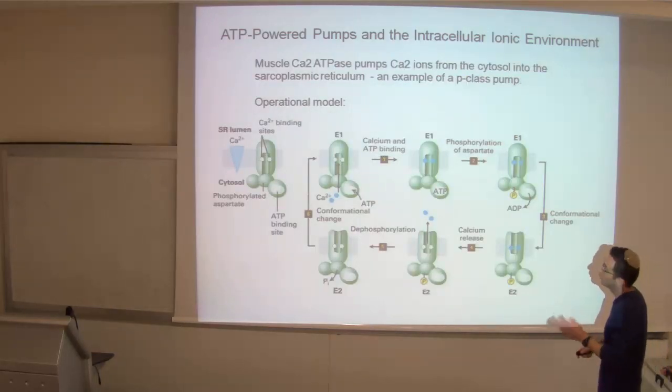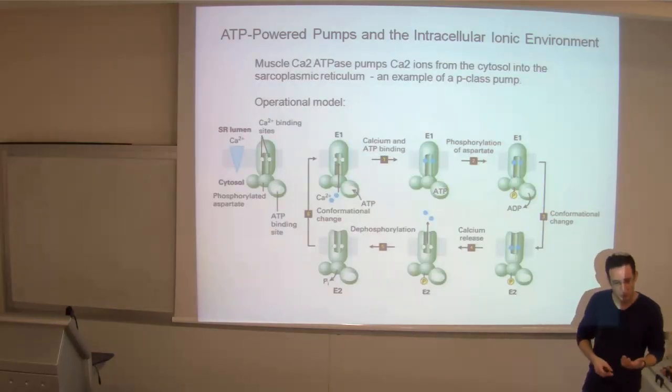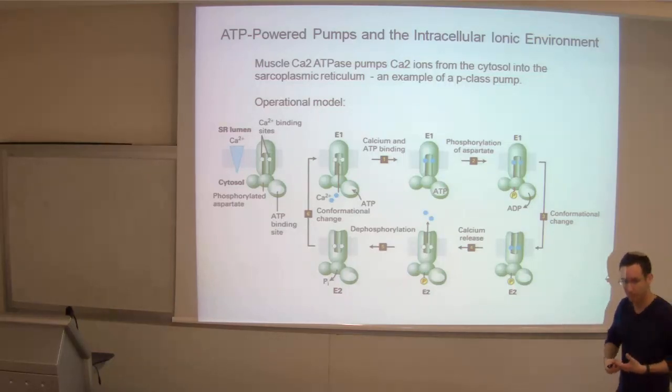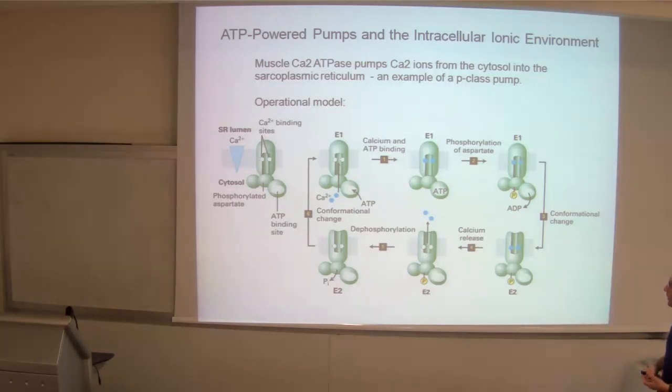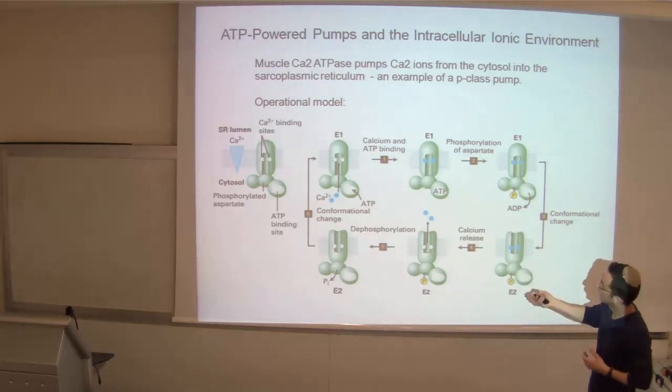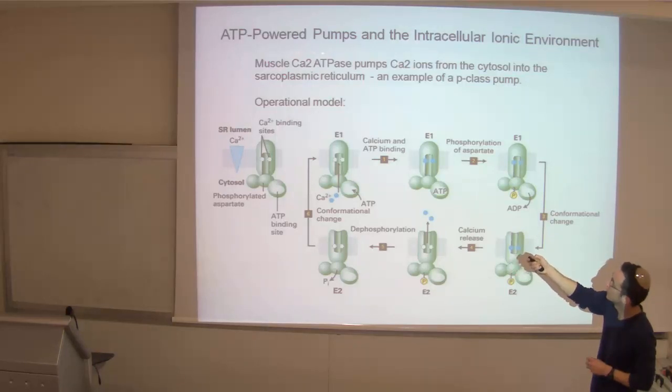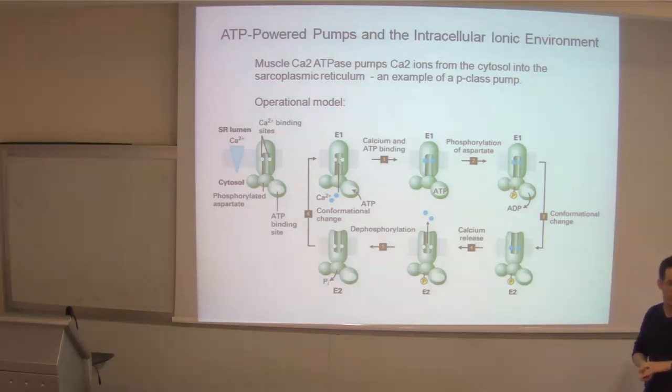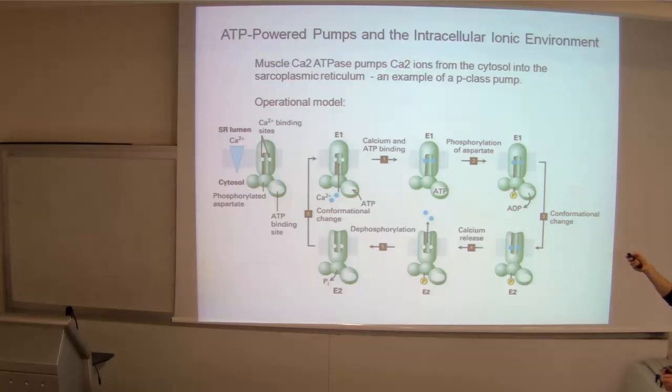Now, all P class ATP-powered pumps have the same operational mechanism. So let's look at one specific case and from there generalize to the rest of the family. This example is the muscle calcium ATPase pump, which pumps calcium ions from the cytosol into the sarcoplasmic reticulum. Sorry, it does not sit in the plasma membrane. This one sits on the sarcoplasmic reticulum.